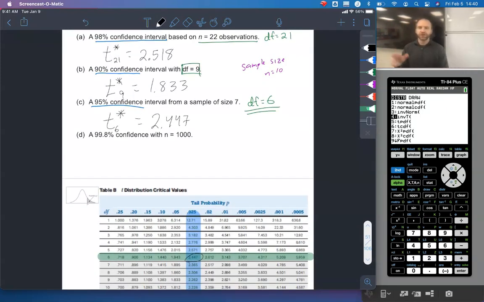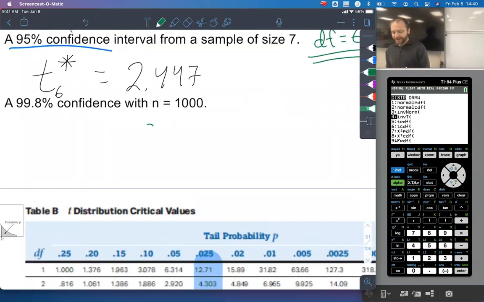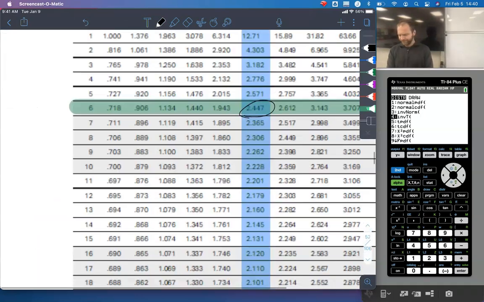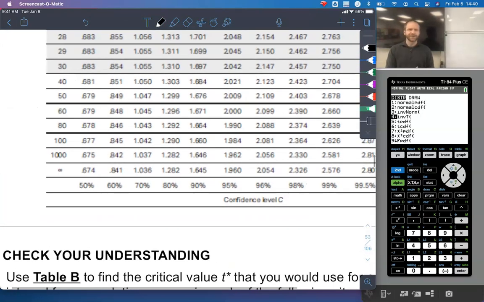99.8% confidence level, check. N equals 1,000. Awesome. That means my degrees of freedom is 999. That's a pretty good degrees of freedom if you ask me. So I want to find... wait a minute. There is no 999.